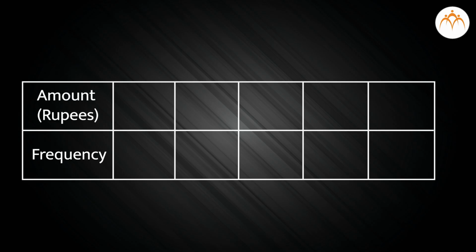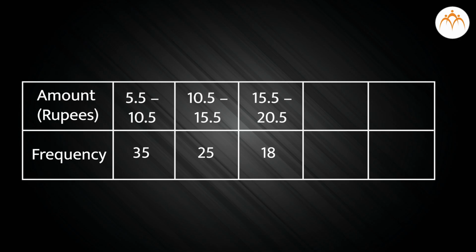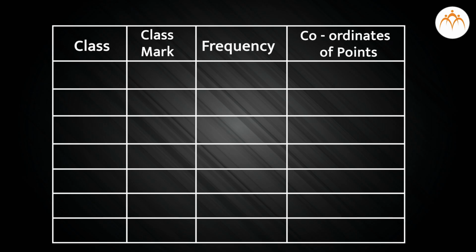Amount in rupees and frequency. 5.5 to 10.5, 35. 10.5 to 15.5, 25. 15.5 to 20.5, 18. 20.5 to 25.5, 32. 25.5 to 30.5, 45. Hence, class, class mark, frequency and coordinates of points.